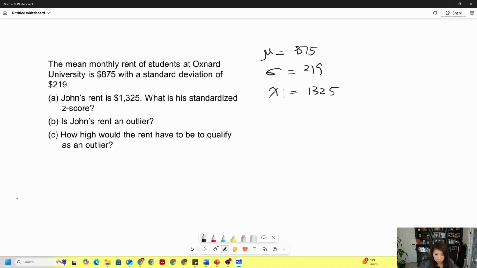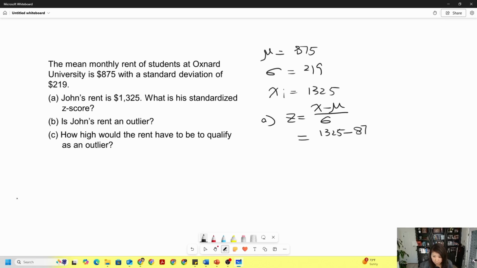So the first question, A, is asking us to convert it to the z-score, right? Based on the formula, z equals x minus mu divided by sigma. So we just apply this formula: 1,325 minus the mean 875, and then divided by 129. So this is how we standardize our value.